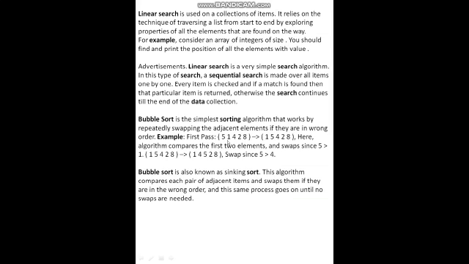For example, first pass: 5, 1, 4, 2, 8. These are the elements. If we arrange these elements in ascending order, first we will write 1, then 2, then 4, then 5, then 8. So we will write like this: 1, 5, 4, 2, 8.